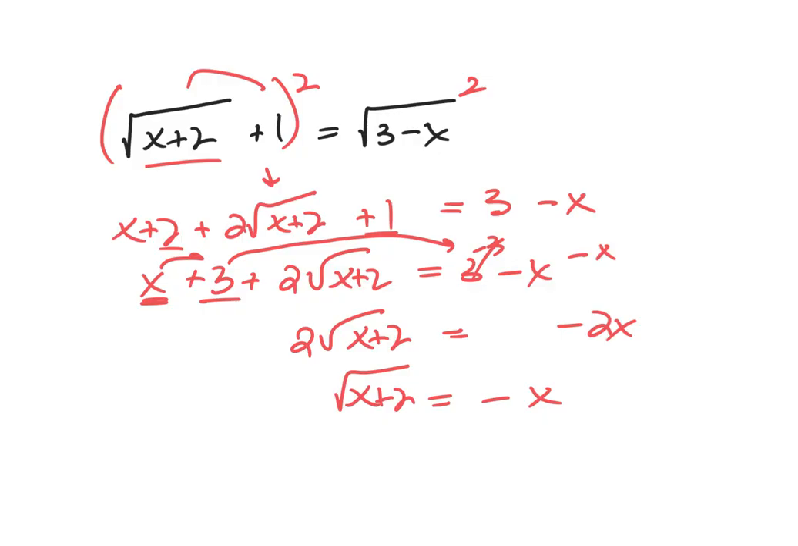And now I got to get rid of the radical again. So I'm going to square both sides. If I square the left-hand side, it's x plus 2. If I square the right-hand side, if you square negative, it's positive. If you square x, it's x squared. Gosh, this problem never ends, does it?